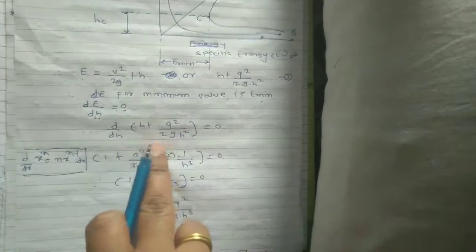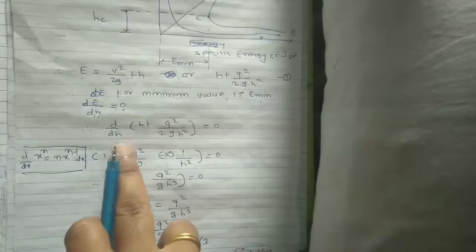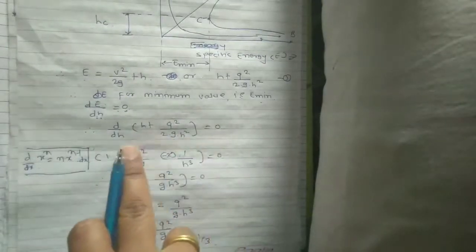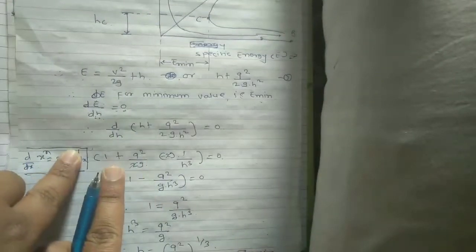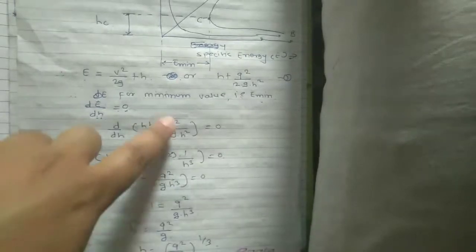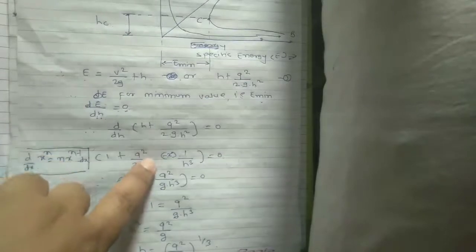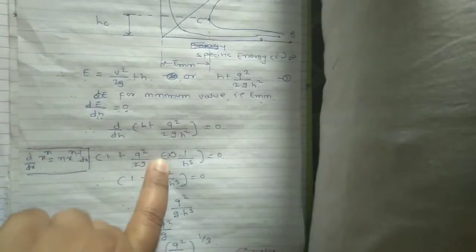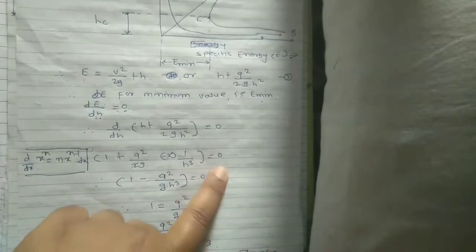Now take the derivative of this equation with respect to h: d by dh of h plus Q square by 2g h square is equal to 0. The variable term is h. The derivative of h is 1. After that, Q square by 2g is a constant, so take it common, into the derivative of 1 upon h square, which is minus 2 into 1 upon h cube, whole bracket close, is equal to 0.